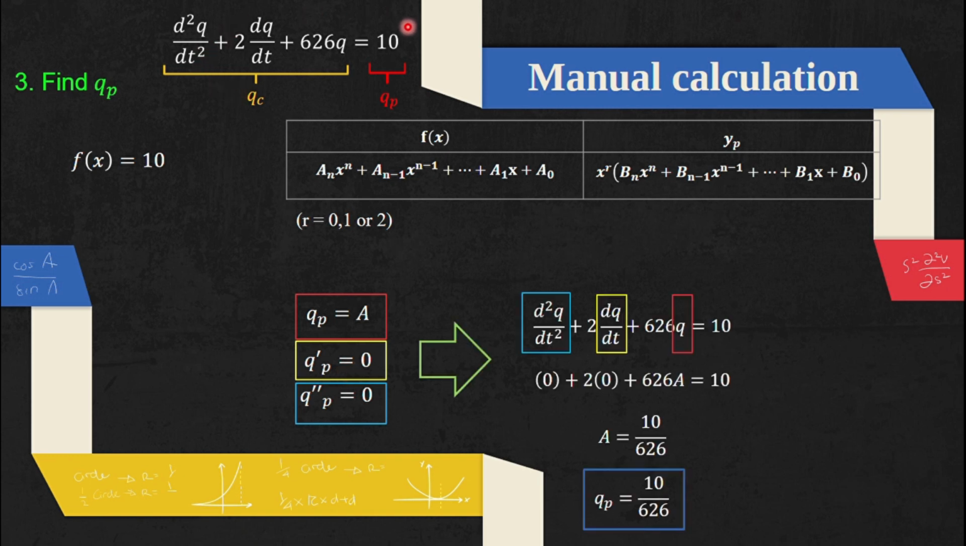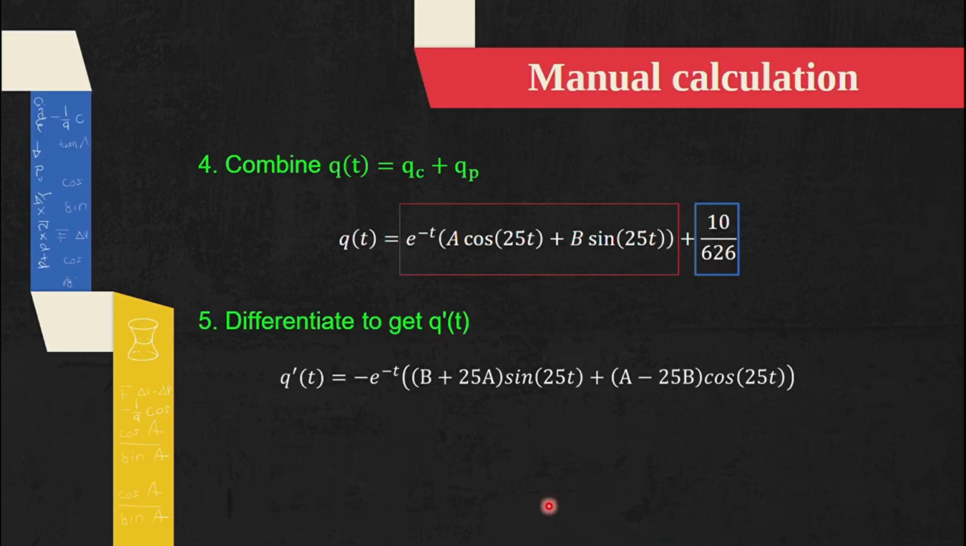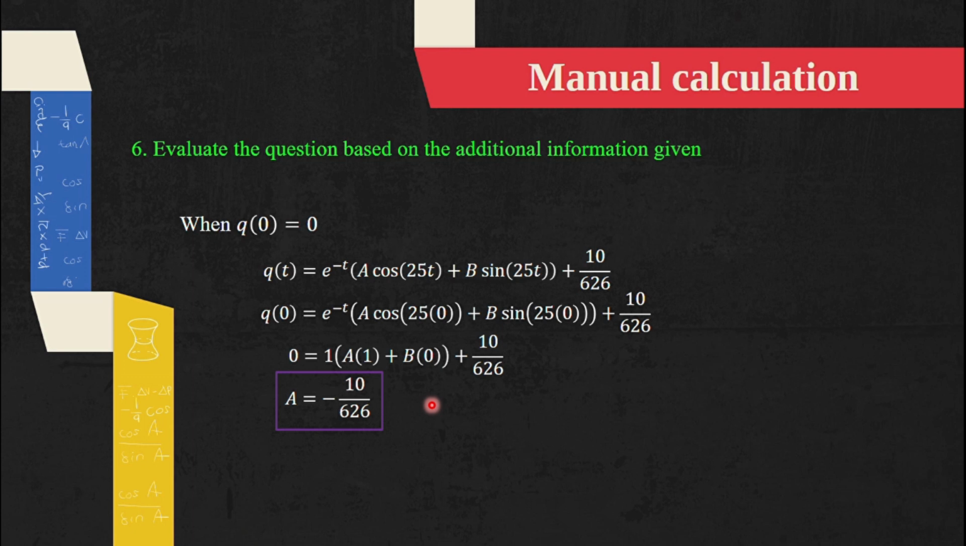Go back to our original substituted formula and substitute the values accordingly. Do the math and you will get qp equals 10 over 626. Okay, now we have qc and qp. Total up those and we have the total general solution. Differentiate to get q prime(t). Now, evaluate it based on the additional information given.